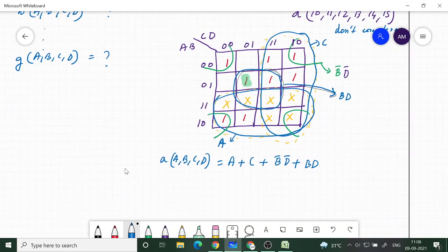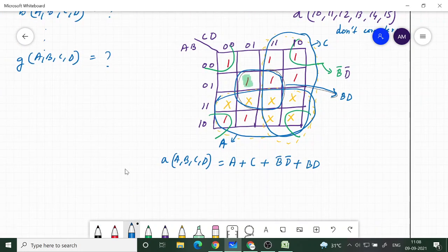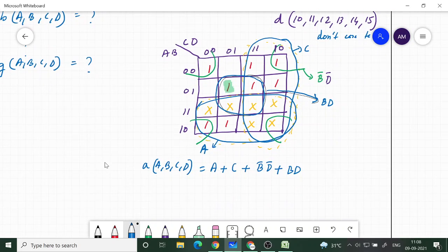Okay, is it clear? How do we get the boolean function in the standard form? This is standard SOP form. Now the same thing you can do with the standard POS form also.